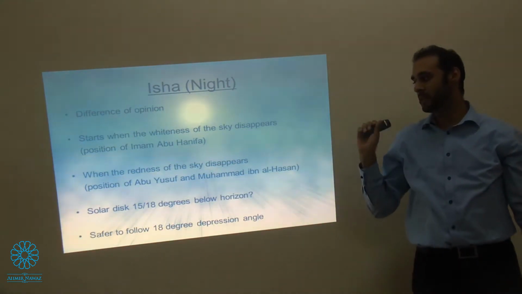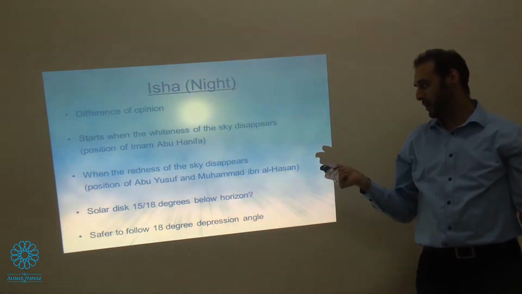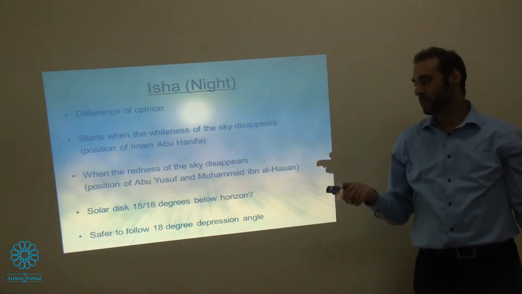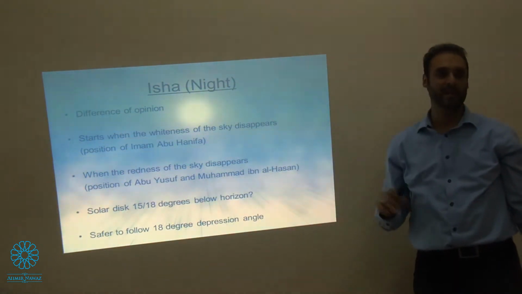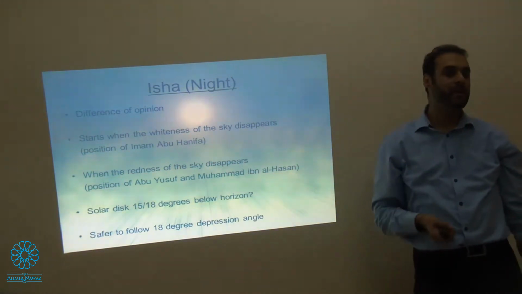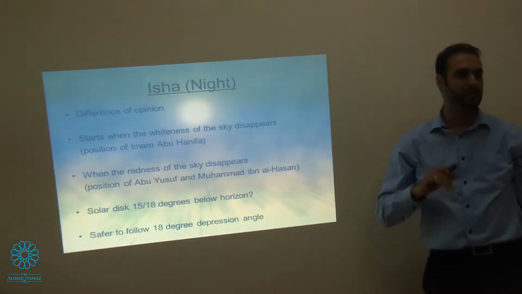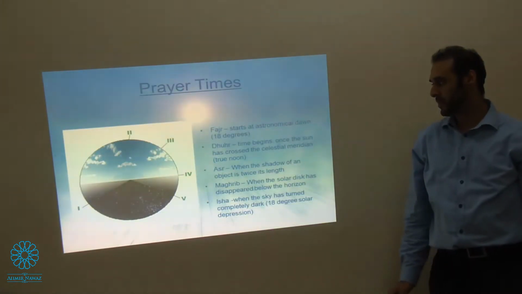When the redness of the sky disappears, this is the opinion of the Sahibain, Abu Yusuf and Muhammad Ibn al-Hasan. The solar disk, 18 degrees below the horizon again. Yeah, it's a difference of opinion. It's safer to follow the 18 degrees, especially for northern climes like England, Canada, America, Russia. And we're going to talk about why it's safer to follow the 18-degree solar depression angle.